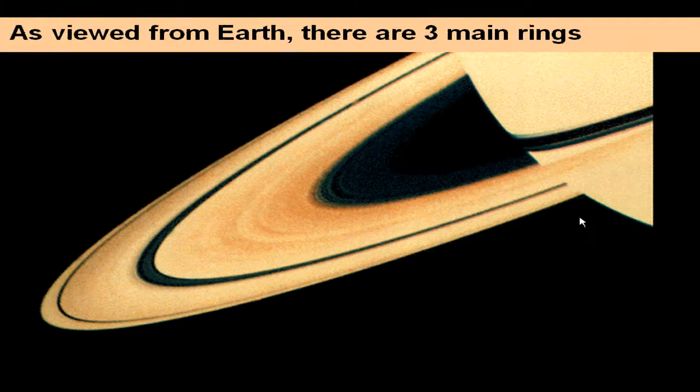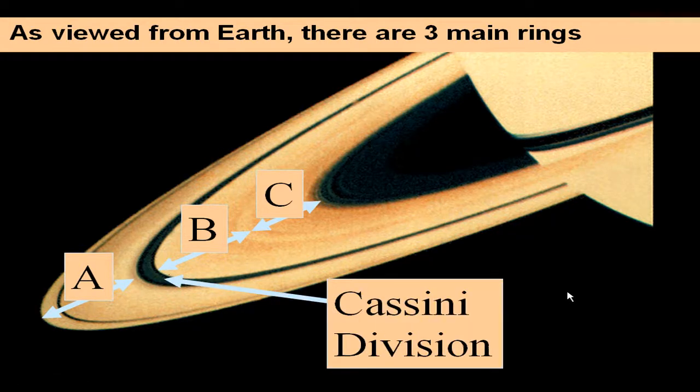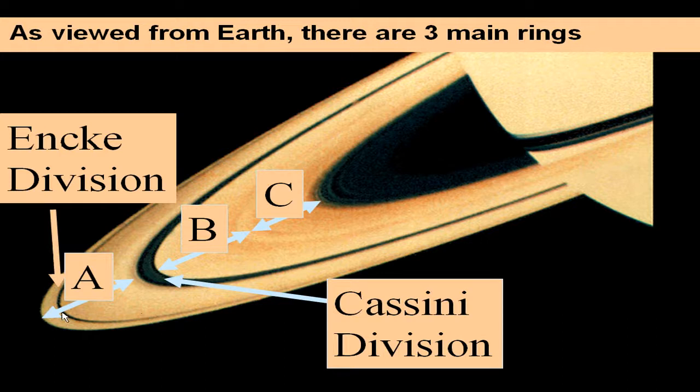Here's Saturn's basic ring system, 3 main rings. Starting from the outer part, we have the A ring, which has a particular gap in the center of it. We have the B ring and the C ring, all comprising Saturn's main rings. This large gap between the A ring and the B ring is called the Cassini division, named after Cassini. And this little gap in the A ring is called the Encke division, named after Encke.